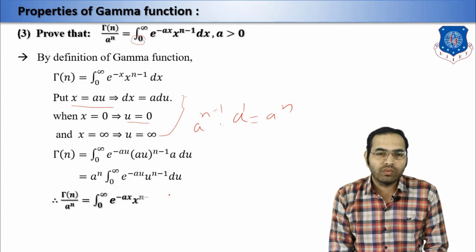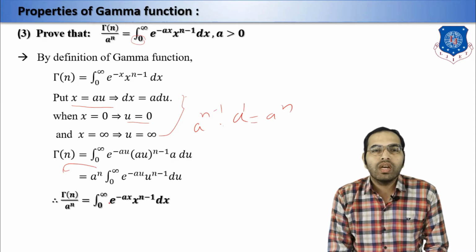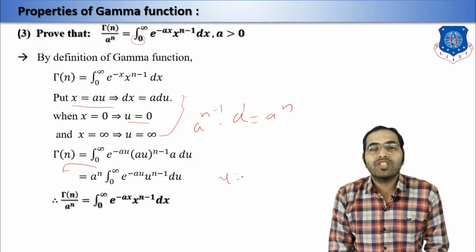Then a raised to n times the integral from 0 to infinity of e raised to minus au, u raised to n minus 1 du. Now this a raised to n goes to the LHS, then it becomes gamma n upon a raised to n equals the integral from 0 to infinity of e raised to minus au, u raised to n minus 1 du. Here replace u with x, then it becomes gamma n upon a raised to n equals the integral from 0 to infinity of e raised to minus ax, x raised to n minus 1 dx.